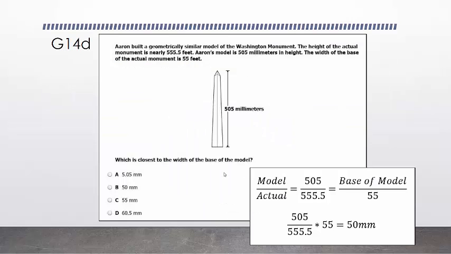And now this is another one. This is an SOL problem with similar objects. Basically, what you want to do is model divided by actual for both, and you know that they have to be equivalent. So all we have to do here is solve for the base of the model. We multiply by 55, some simple algebra, and we get 50 millimeters.